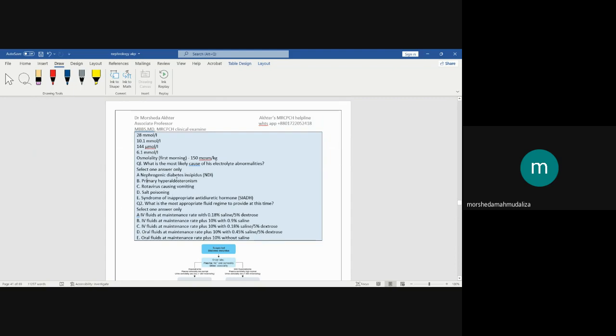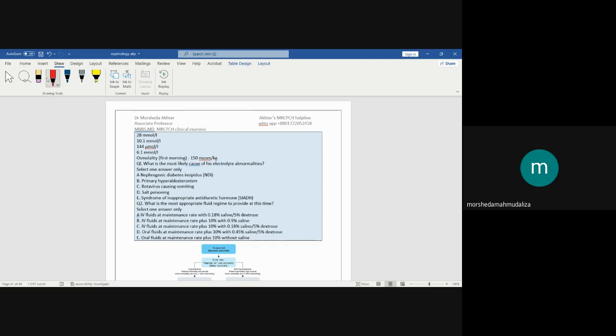And rotavirus diarrhea is not like this. What is the most appropriate fluid regimen to provide at this time? Here, remember, it is hypernatremia management. Write what you are thinking, whether IV fluid or oral fluid. Just think IV fluid or oral fluid first. It is DI management, but when you see that this child has high sodium, you have to give the management of hypernatremia.